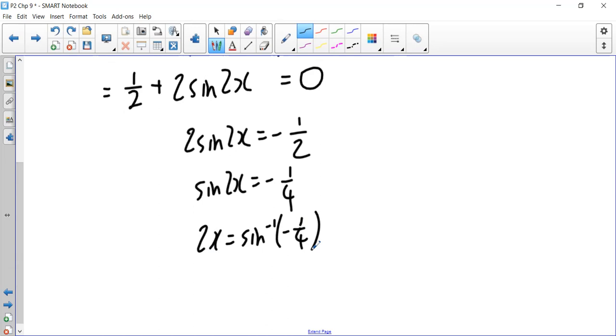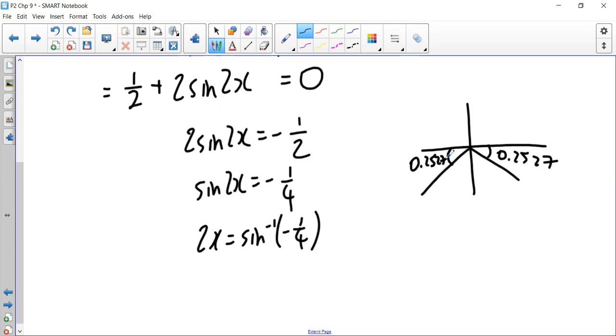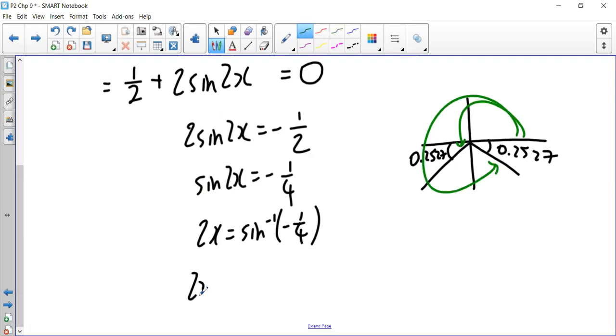Inverse sine of negative a quarter. I get negative 0.2527. So negative 0.2527 is here. I need sine to be negative, so the other answer will be here. So to work out the first value, I'll go in a positive angle direction again. So the values are 2x equals pi plus 0.2527, and the other value is 2 pi minus 0.2527.